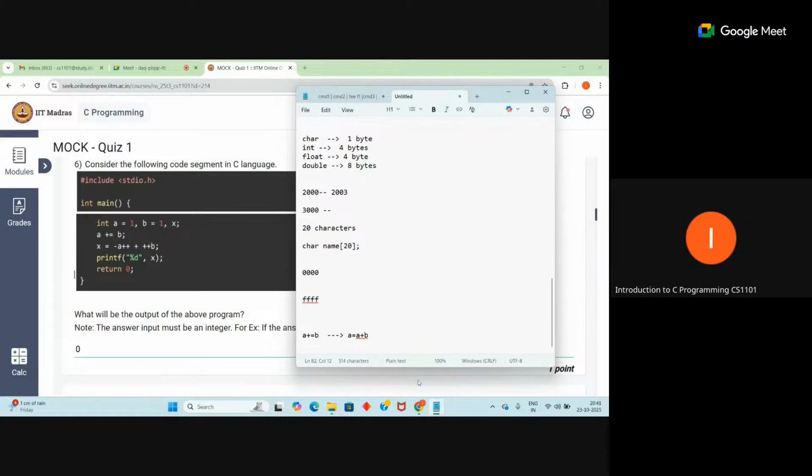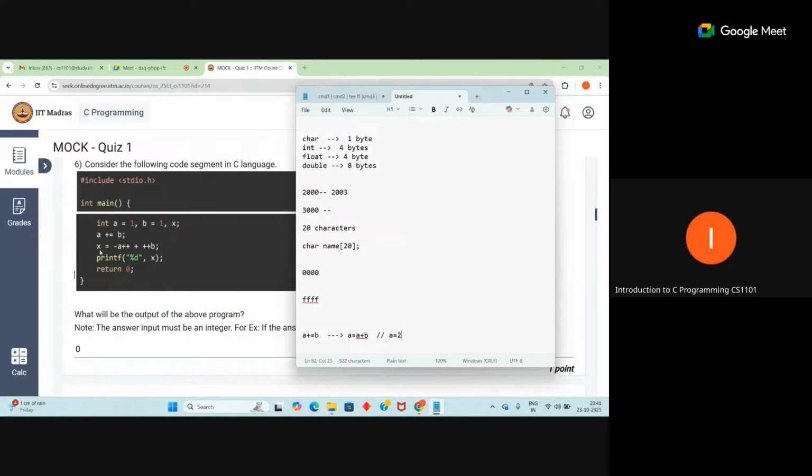So what is this statement saying? You are modifying the A value with the sum of A and B. A value is 1, B value is 1. So A plus B means 1 plus 1, 2. So now your A is modified with 2. This says that A value will be modified as 2.